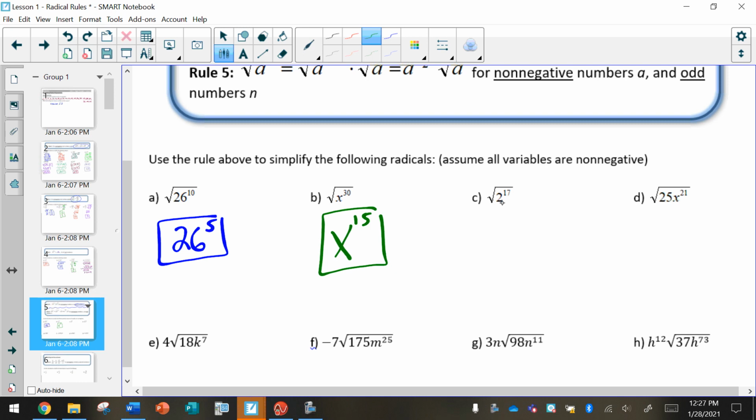17 is not an even number, 21 is not even. Let's see what else. Well, I guess that's the only one. Those are the only ones that are even. But that's as easy as it can get. If you have an even number for the exponent, divide it by 2.